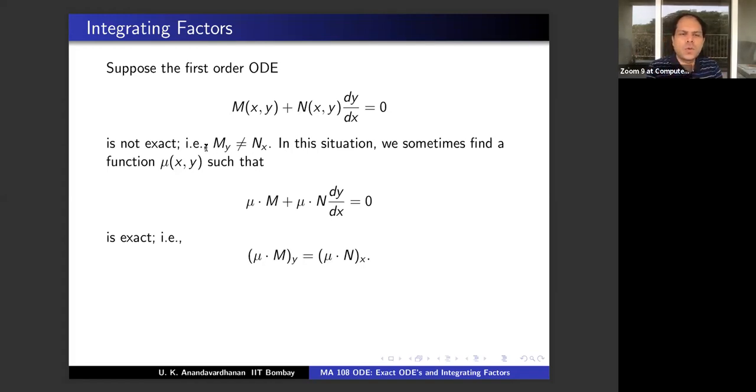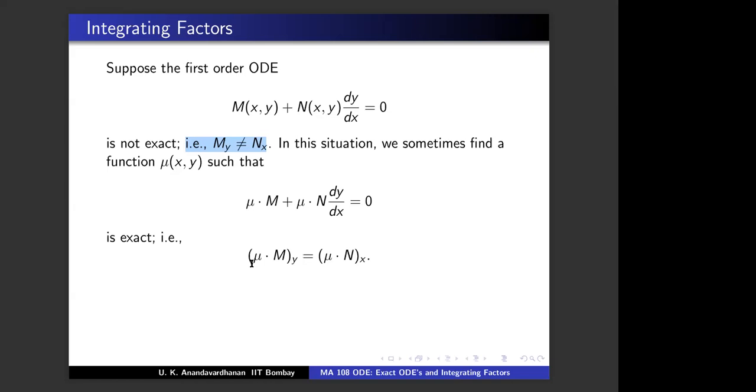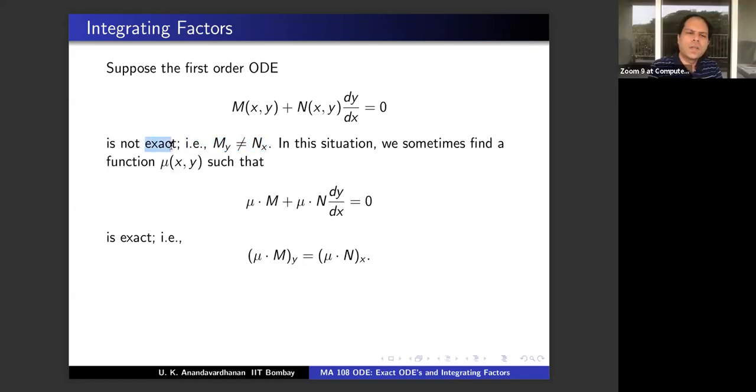So suppose, forget this. I don't need this. It is not exact is given to you. And suppose after multiplying by something, you are getting it to be exact. So am I writing the wrong words here? Everything I am talking about is closedness, right?